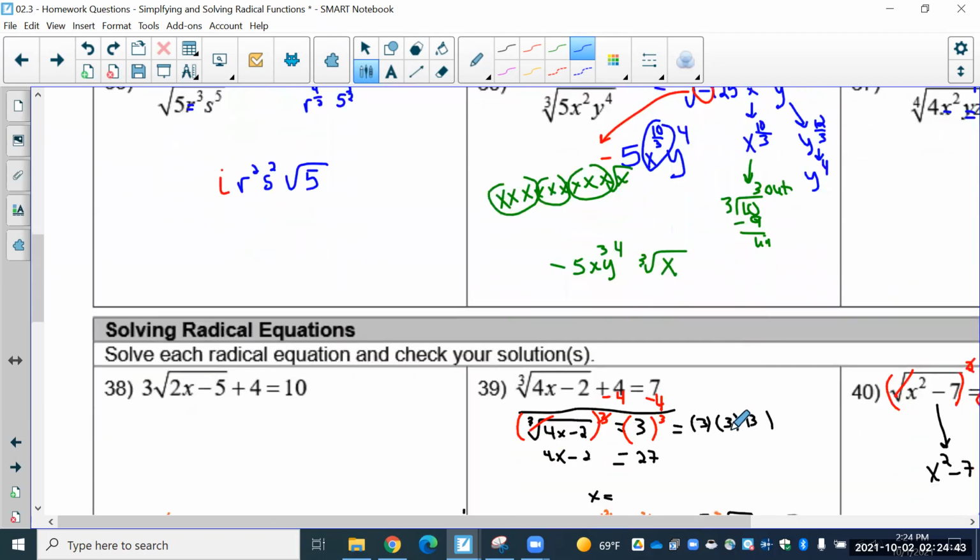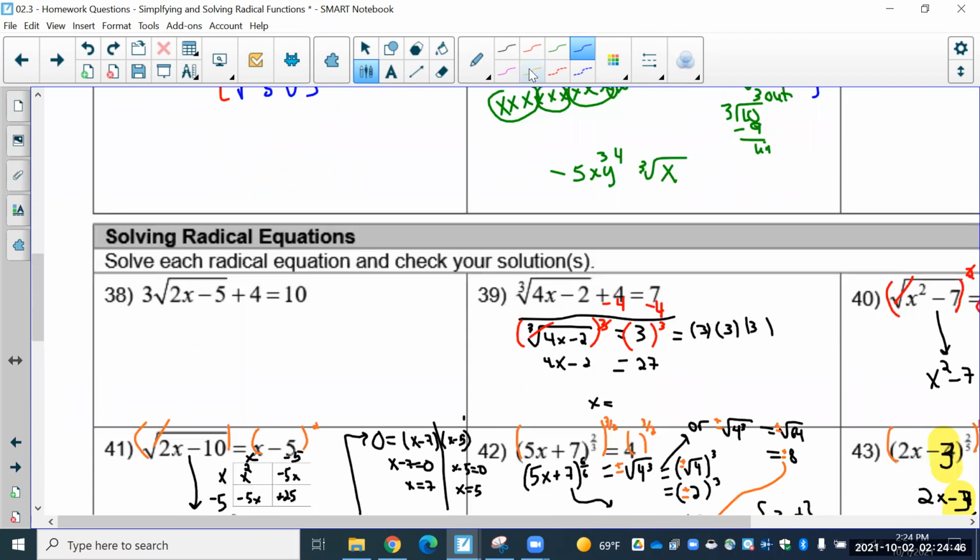All right, let's talk about solving. When you solve, the basic idea is to solve like we did last chapter. You subtract 4, reversing the order of operations, starting with adding and subtracting first. All right, so that's a 3, not a cube root. Here you get 6, and then you divide by 3, which will give you 2.